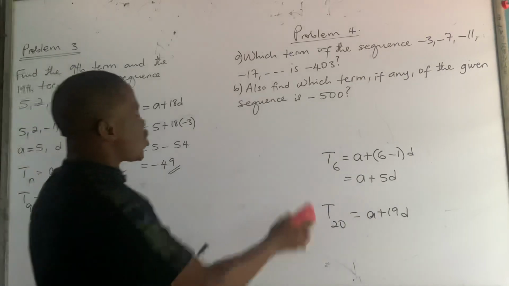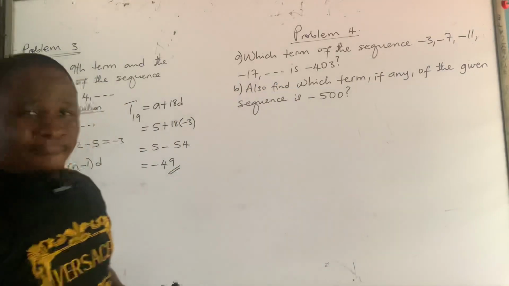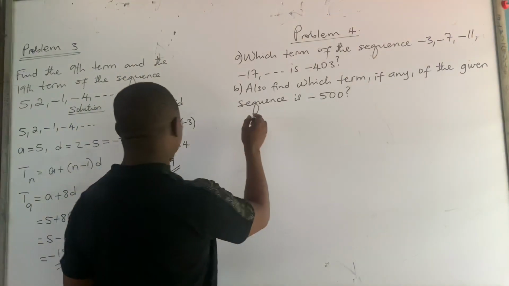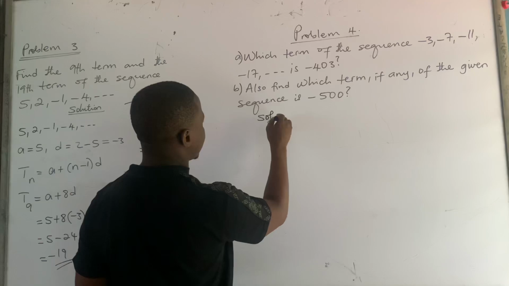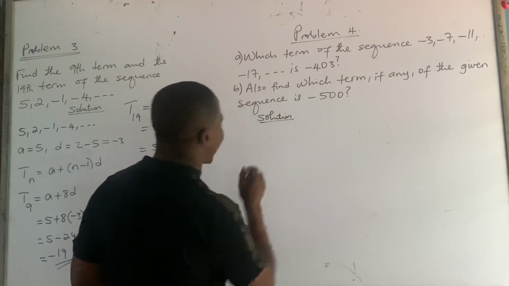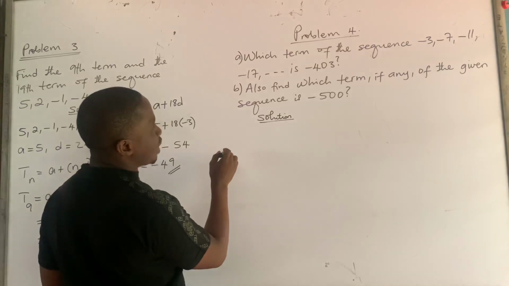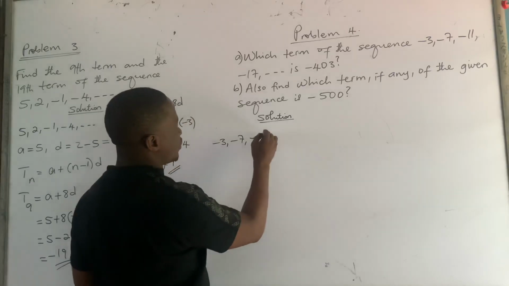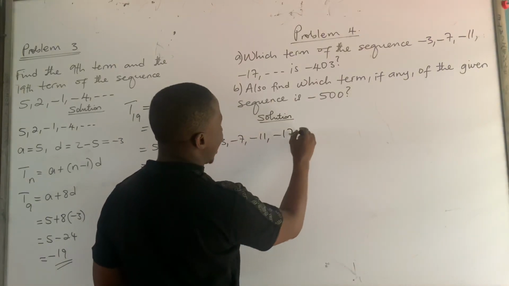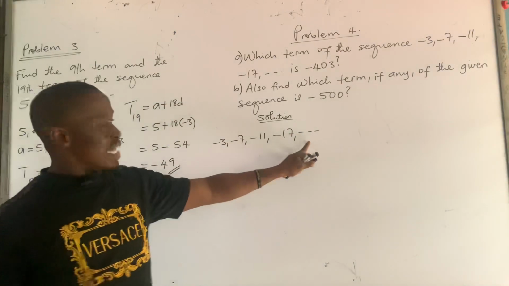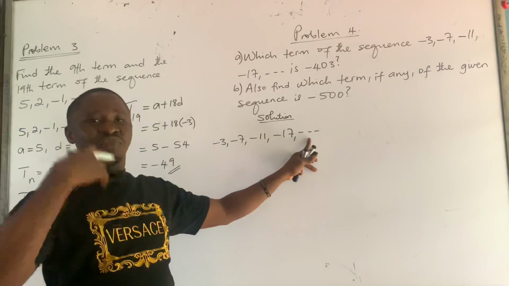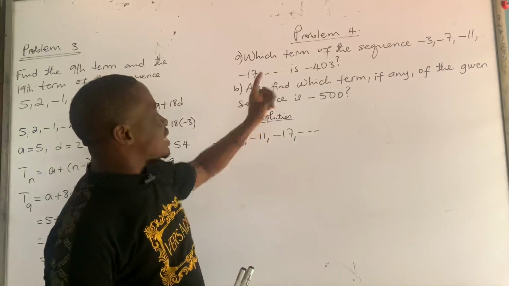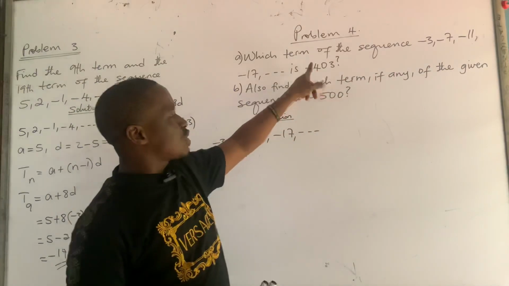All right. So we come to the fourth problem. The fourth problem says, which term of the sequence? Let us start by writing the sequence. The sequence says minus 3, minus 7, minus 11, minus 17, and the sequence continues infinitely. The dots symbolize continuity. All right. Now the question is asking which term of this sequence is minus 403.